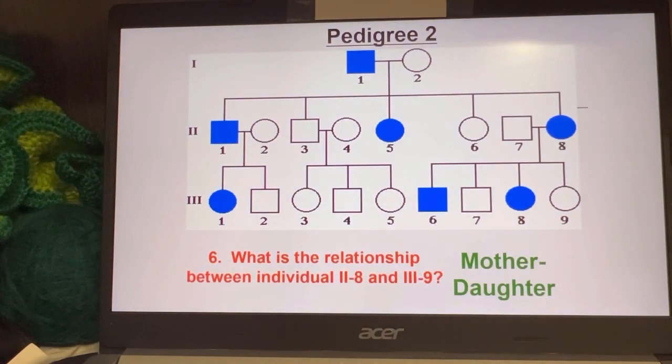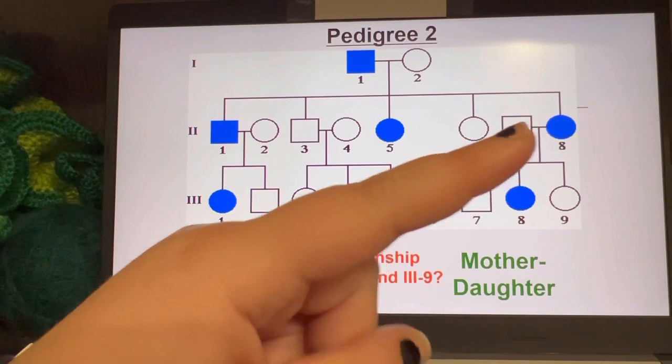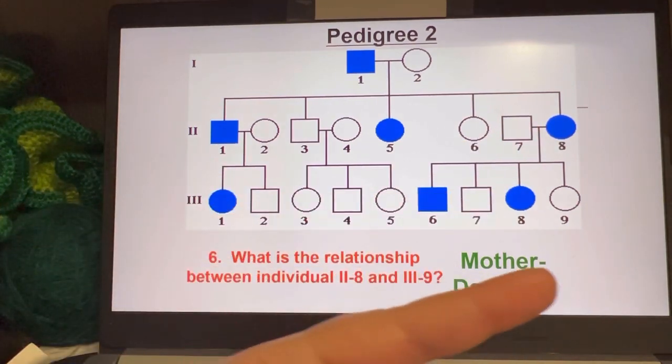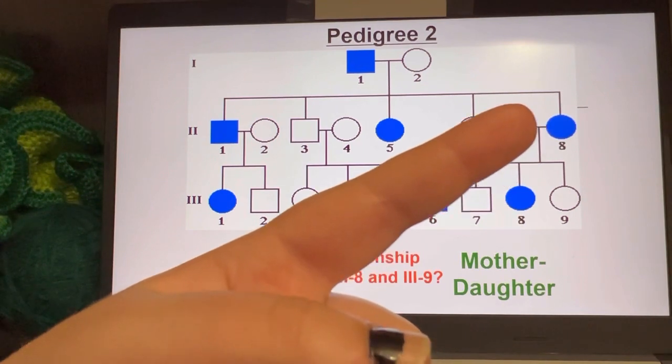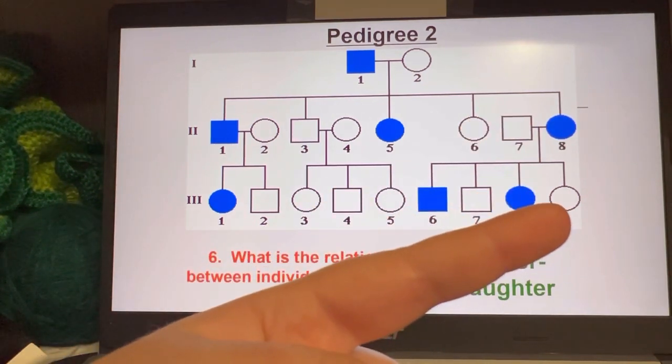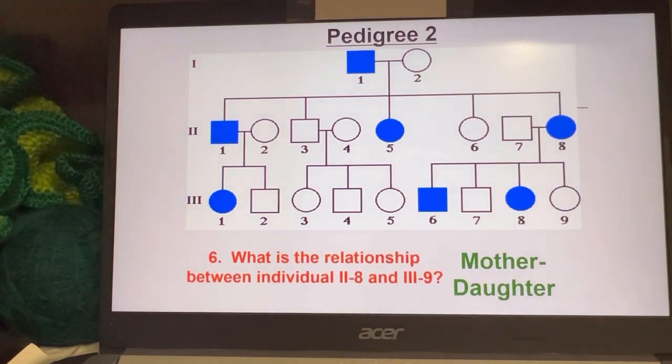Alright, pedigree 2. What is the relationship between individual II8 and III9? So II8 is here, and III9 is here. So 8 and 9. 8 is female because she's a circle, and 9 is also female because she's also a circle, so it must be mother-daughter.